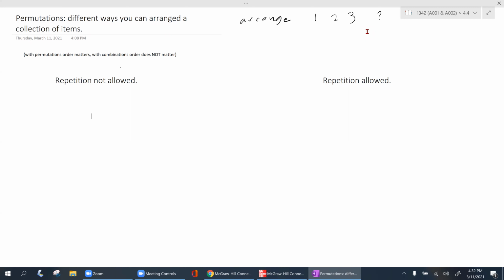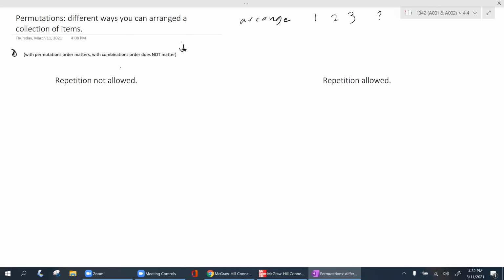One thing I want to mention real quick is make a note of this. With permutations, order matters. With combinations, order does not matter. And as we're going through these problems, we're going to realize the meaning of it.